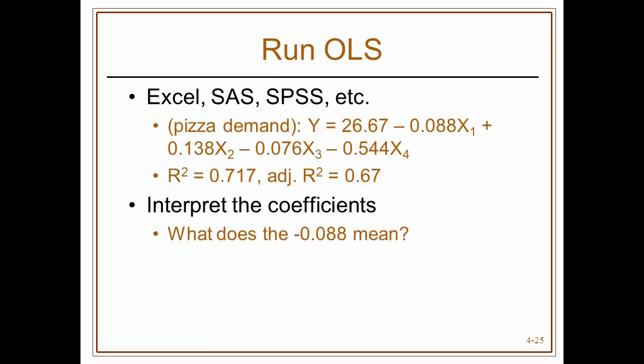If I increase x1 by 1 unit, then y decreases by 0.088 units. So understanding what the coefficients mean is important. Figuring out, did you get your expected signs? And that might not happen. Sometimes you might get a sign that you don't expect. I expected the price variable to be negative. I expected the tuition variable to be positive, and it was.